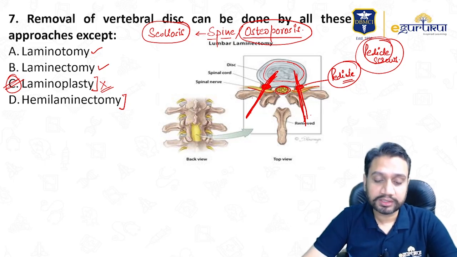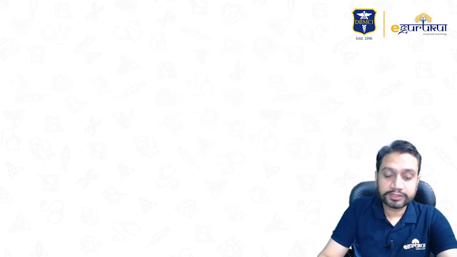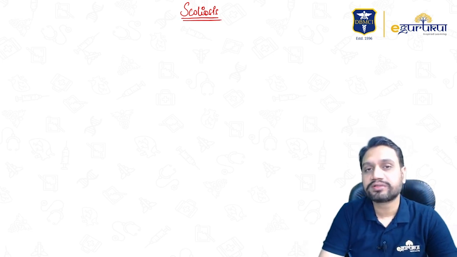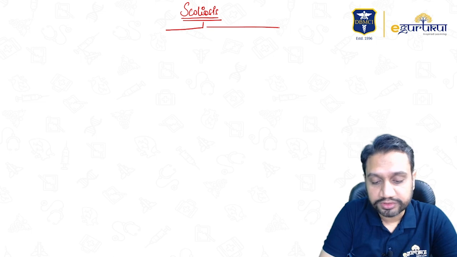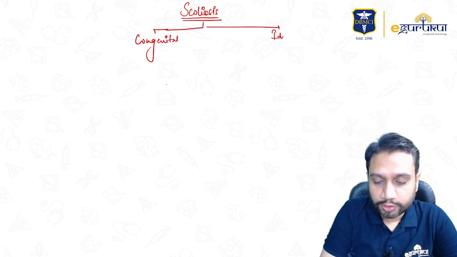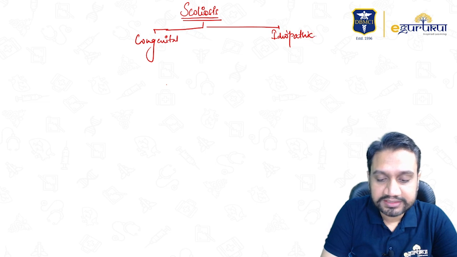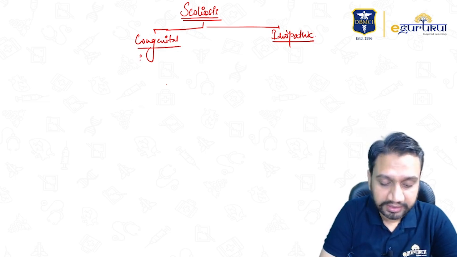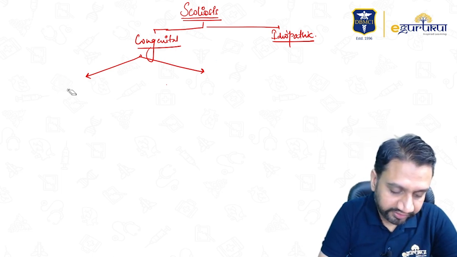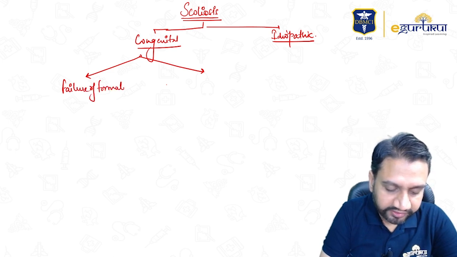So please go through scoliosis and osteoporosis. In scoliosis, when you are talking about the spine, I would like you to remember every little thing, the smallest of things. For example, what are the causes of scoliosis? You know that the causes of scoliosis can be a congenital cause or an idiopathic cause. When it is a congenital cause, you have to remember the conditions which can cause congenital scoliosis, for example the failure of formation or the failure of differentiation.